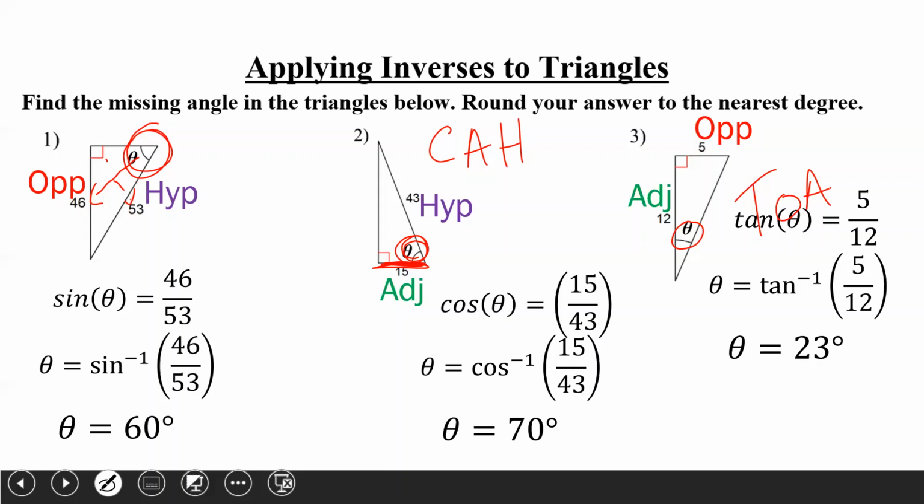Now, if you are using your cell phone and you're typing in the right thing, but you're not getting the right answers, that means you are in radian mode and you have to figure out how to change your phone to degree mode. And to do that, I would just Google it. Whatever phone you have, how to put an iPhone calculator in degree mode, how to put a Samsung calculator in degree mode, etc.